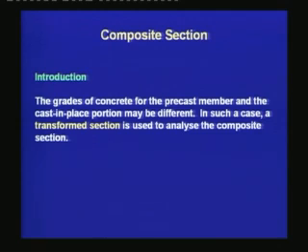The grades of concrete for the precast member and the cast-in-place portion may be different. In such a case, a transformed section is used to analyze the composite section. If we have two different grades of concrete, say M20 for the precast member and M25 for the cast-in-place member, then there will be some discontinuity in the stress between the precast part and the cast-in-place part, but we can assume that the full section is of the lower grade concrete and simplify our calculations.